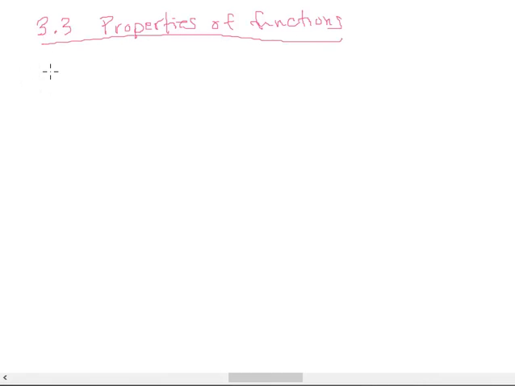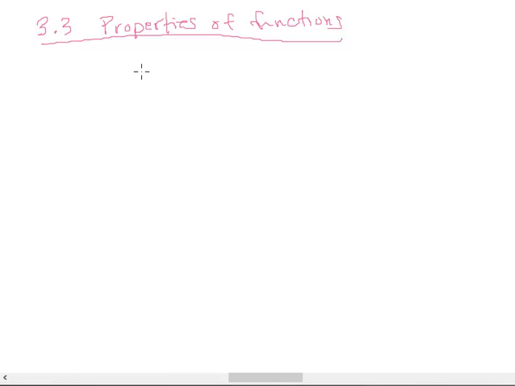Okay, so this is section 3.3, and the title is Properties of Functions. Alright, so let's start. Again, this is in the pink study guide that I handed out in class, and we'll start with a definition.